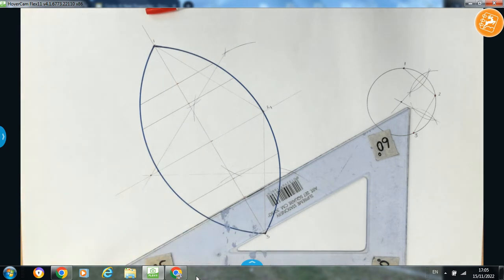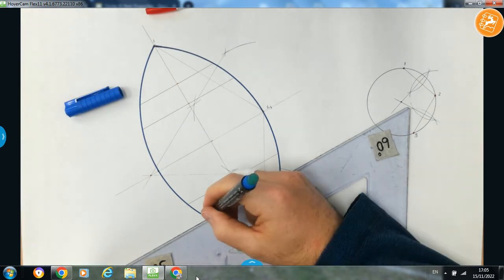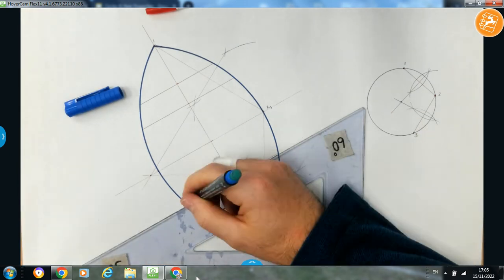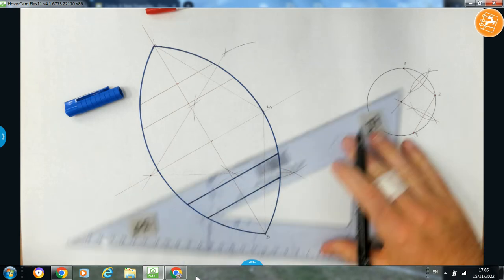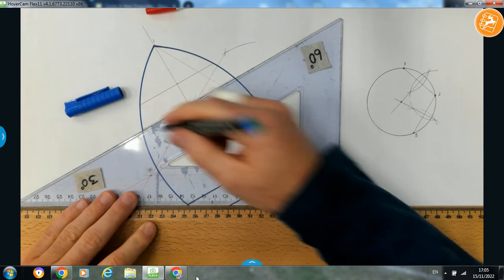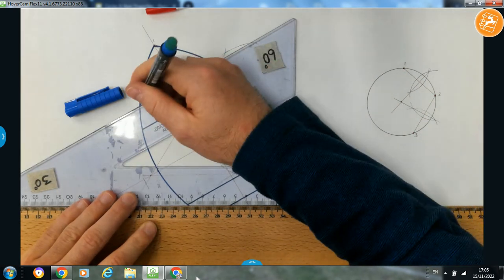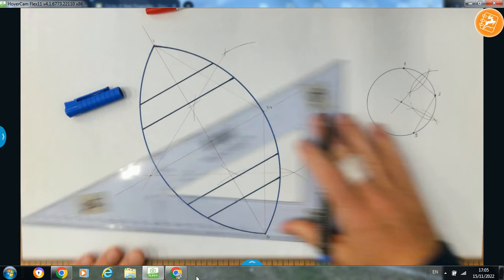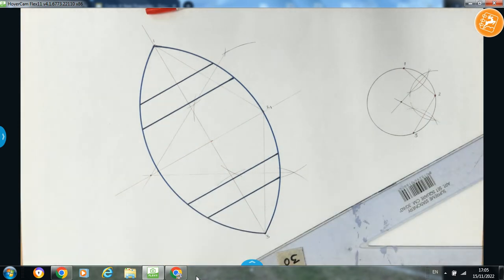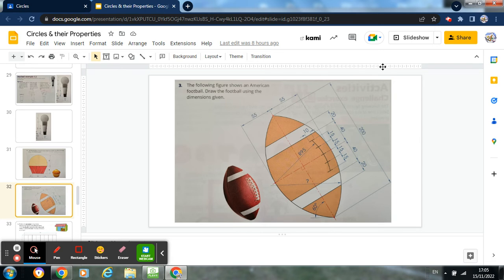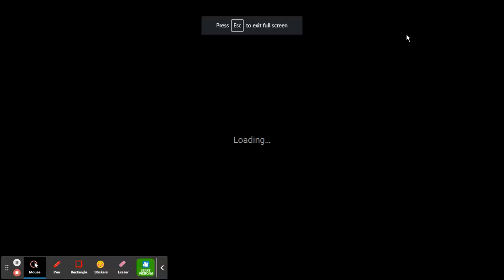Okay, then come back along. I'm going to go over it with my marker. There we have it. That is the white strips on the ball. Now we're going to put in the stitching, so I'll just go into the question here.